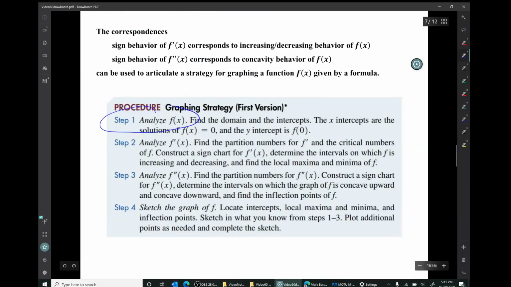Step 1, you analyze f. Step 2, you analyze f prime. Step 3, analyze f double prime. Parts of the analysis of f prime involve making a sign chart for f prime. Parts of the analysis for f double prime is making a sign chart for f double prime.